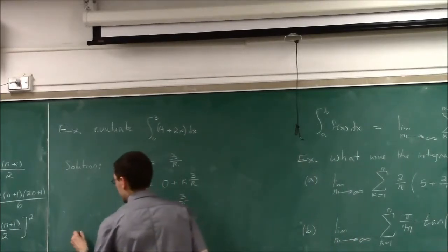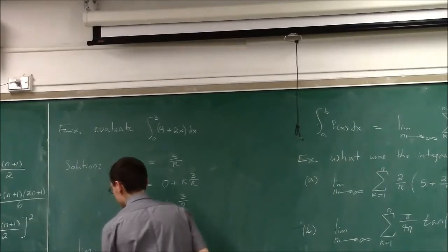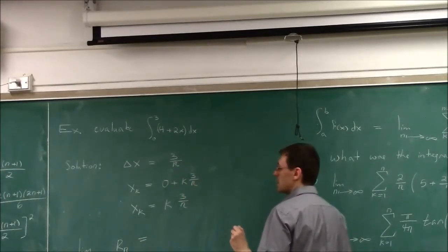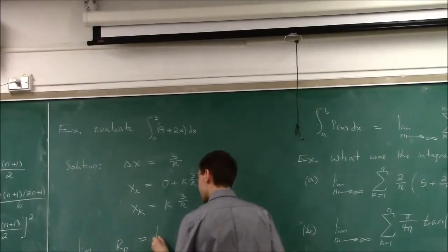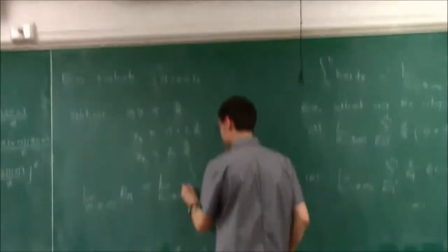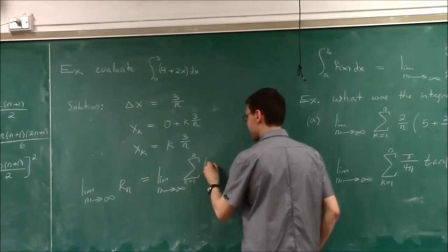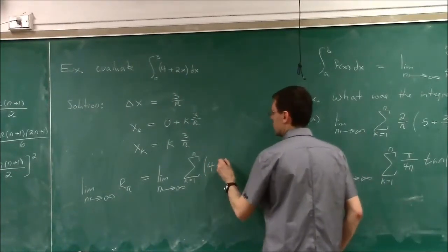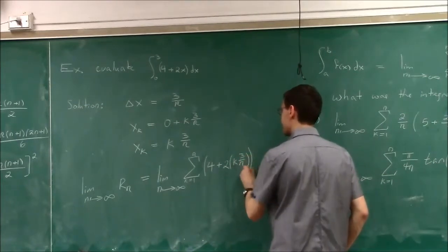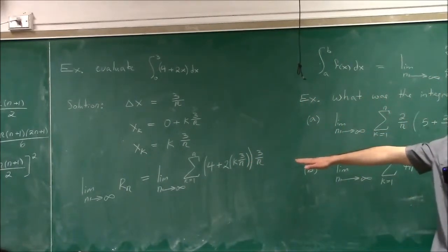So therefore, what we need to calculate is the limit as n goes to infinity of Rn, which is the limit of the sum of 4 plus 2 times k times 3 over n, times 3 over n. Okay, so first make sure that you can get it to this form.